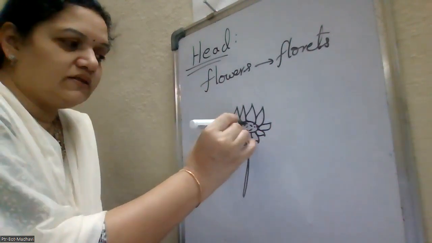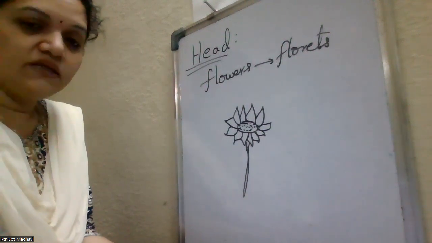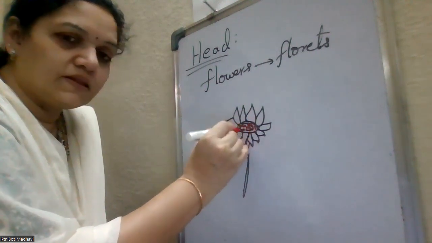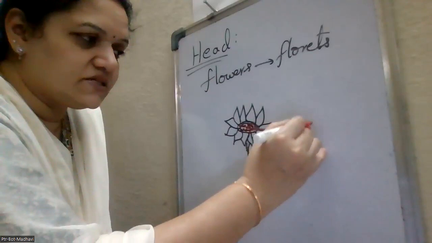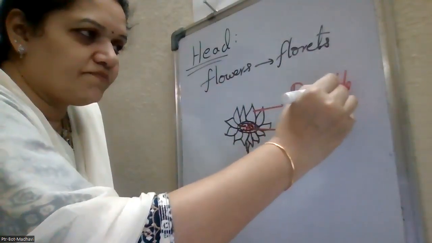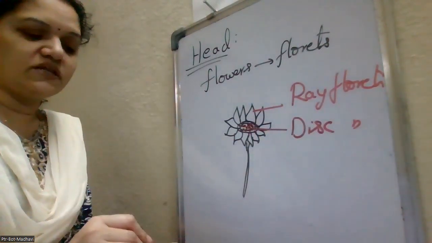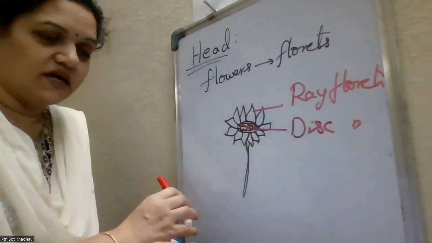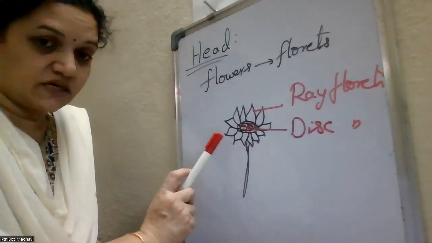And in the center, the dot-like structures are seen, that is the disc florets. This is the disc florets. This is the ray florets. So ray florets are the unisexual florets, disc florets are the bisexual florets. And in this, centripetal arrangement of the florets can be seen.